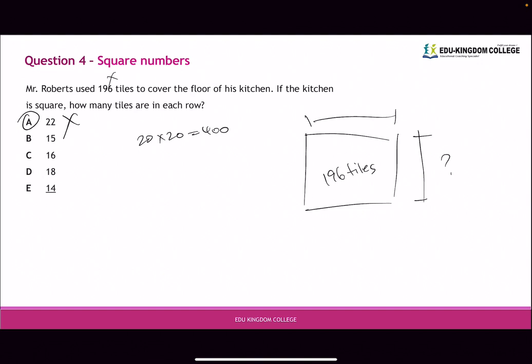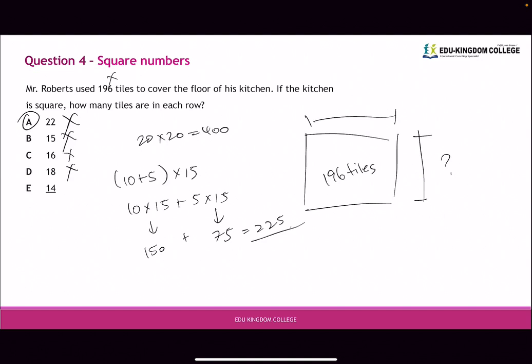What's 15 times 15? So this is where we use the method that I taught you guys at the start. So 10 plus 5 times 15 equals 10 times 15 plus 5 times 15, and that's just 150 plus 75. That equals 225. That's also too big, so it's not 15. It can't be 16 or 18, because 15 was already too big, so it's got to be 14. And if you try it out, maths works.